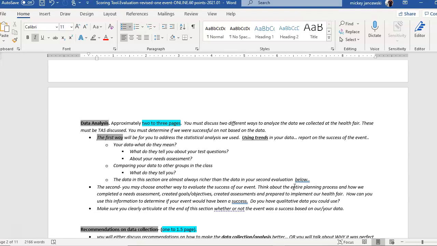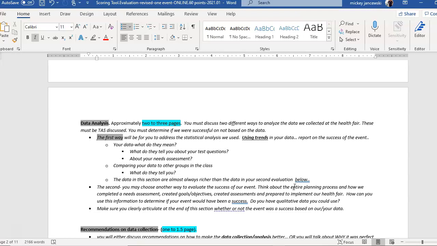In the beginning of the planning process, we did a needs assessment. You have goals and objectives. There's a tremendous amount of things you've done that you could go back and use to evaluate the success of your event. So you're going to come up with that second way, and you're going to talk about what it tells you about the success of your program.